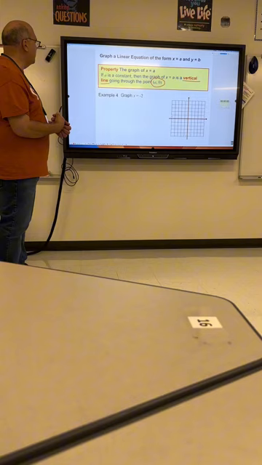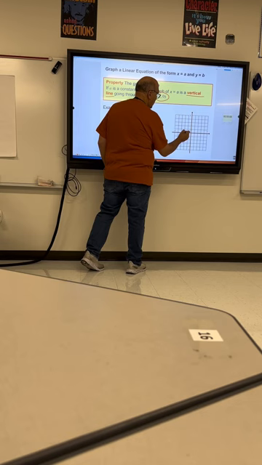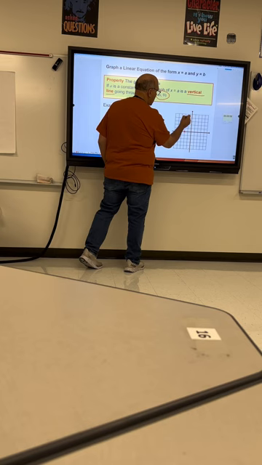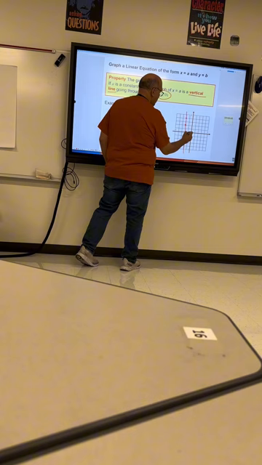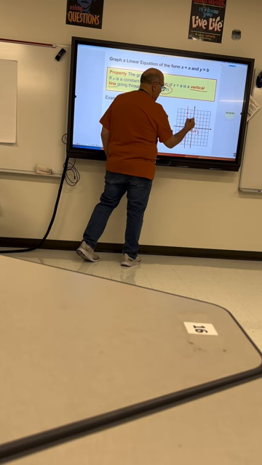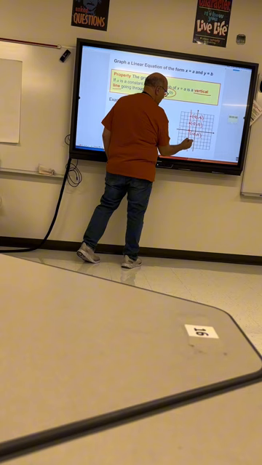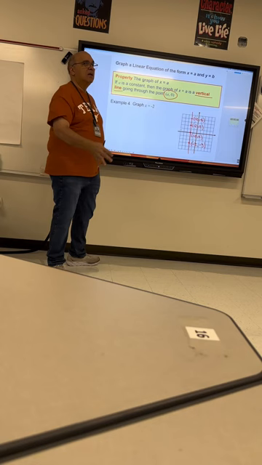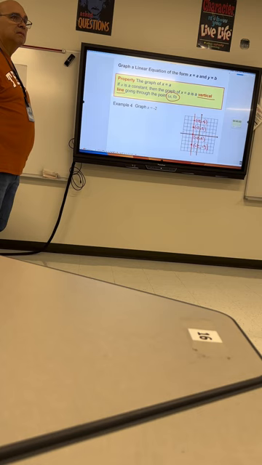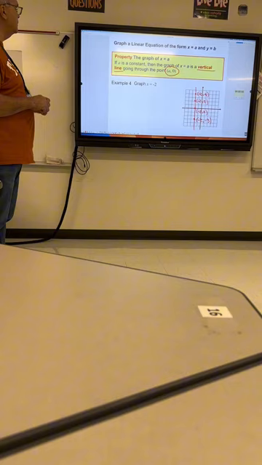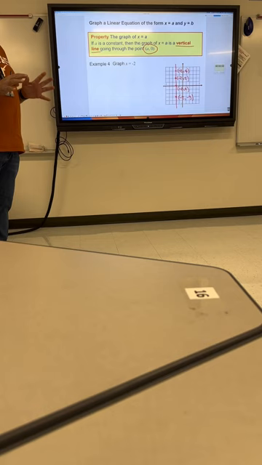So for example, graph x equals negative 2. I look for negative 2 right here. All the points are going to be on the vertical line passing through that. This one right here is negative 2 comma 0. This one is negative 2 comma 2. This point is negative 2 comma 4. And this point is negative 2 comma negative 3. So all the points in there have an x value of negative 2. Capish? This is not new. You went through this multiple times, for sure in algebra 1 and algebra 2.